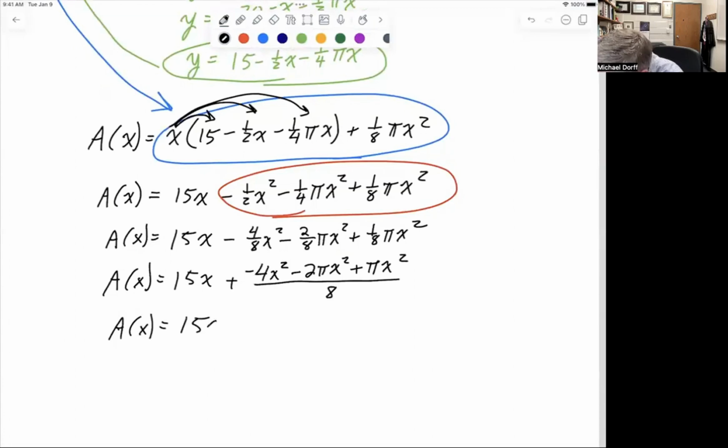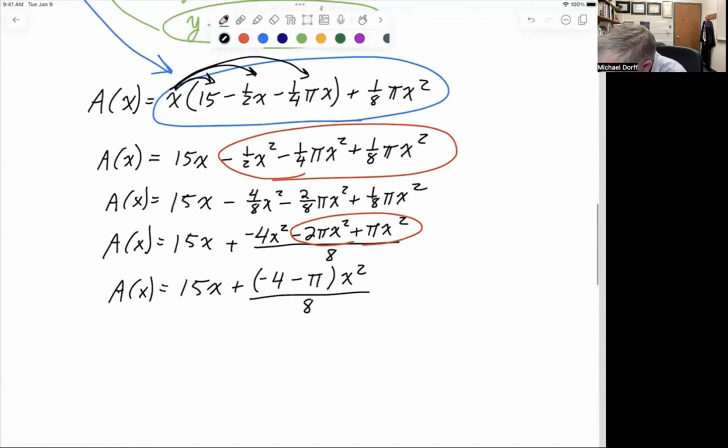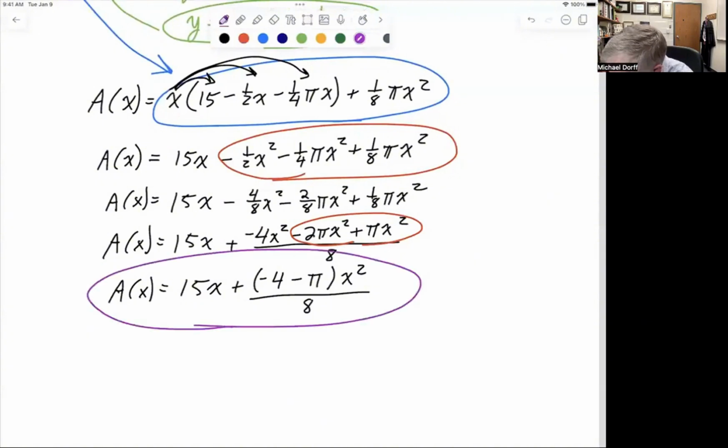I'm going to write this as 15x plus negative 4, and then I'm going to combine these together to get a negative 1 pi. And that's all times x squared. So I factored out the x squared, all over 8. So there's my function A of x. A lot of work to get there, but we're there.